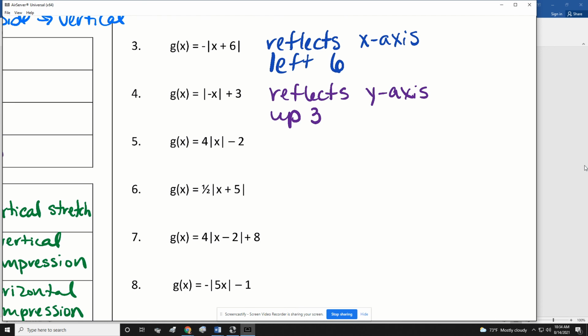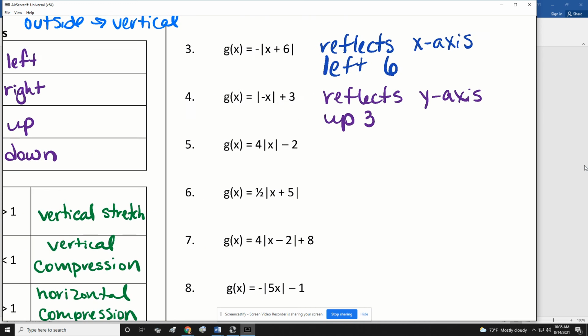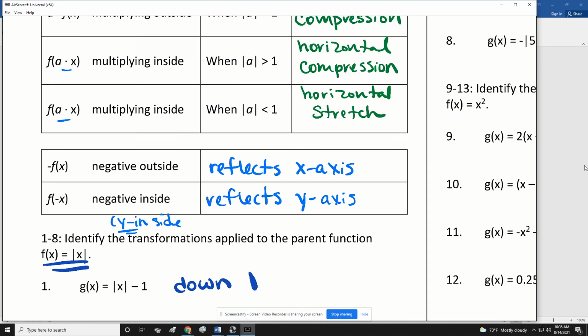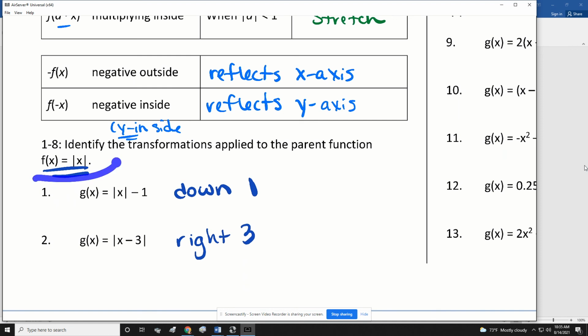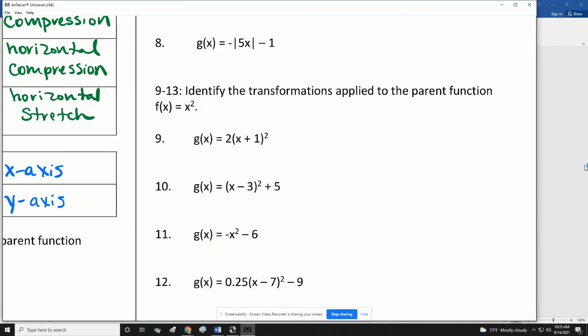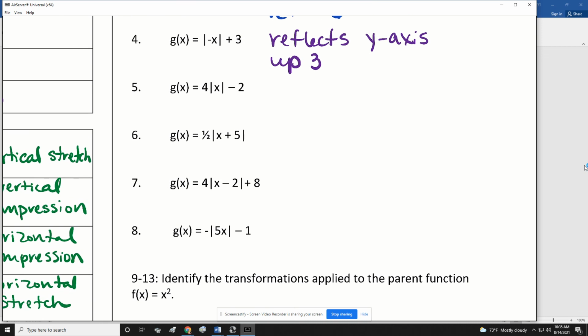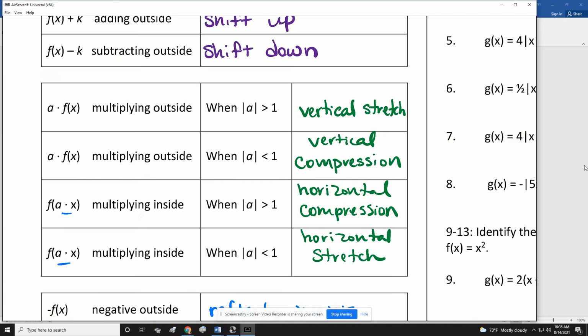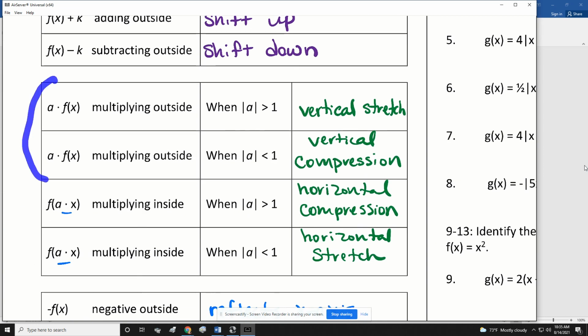Number 5 also has two transformations. So we're just looking at anything on the sheet or on the problem that is changed from just the absolute value of x. All right. So one thing that's changed is this 4 is multiplied by it. And that's multiplying on the outside. So these two are multiplying on the outside. Because 4 is greater than 1, it's going to be a vertical stretch.